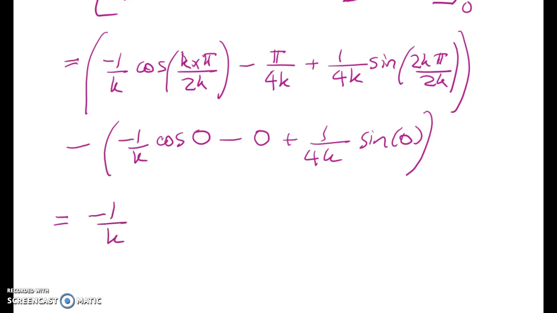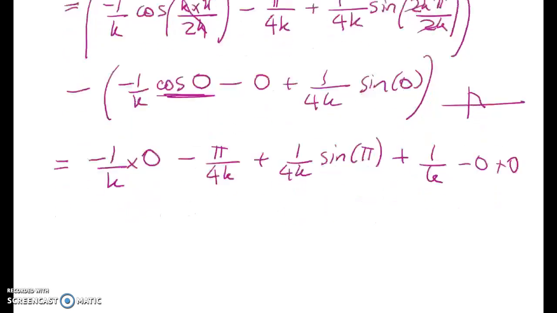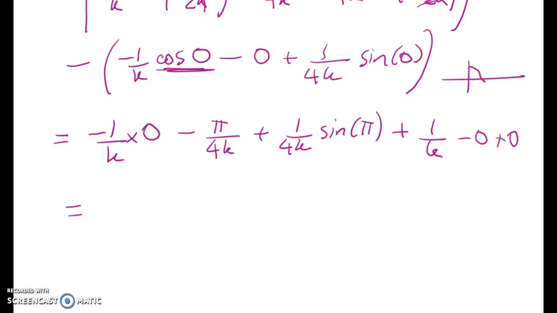So negative 1 over k and cos of pi on 2 is 0, minus pi on 4k, plus 1 on 4k sine of pi, so that's going to be 0, plus 1 on k, because this is 1, minus 0 plus 0. So we're left with a whole lot of zeros. We've got 1 over k from here, sine of pi is 0, 1 over k minus pi over 4k.